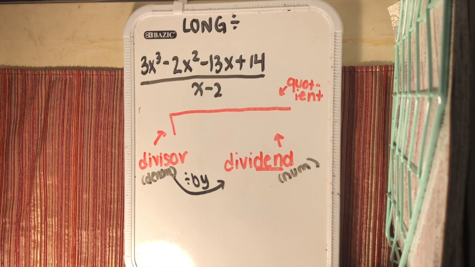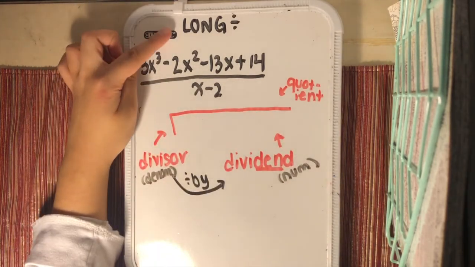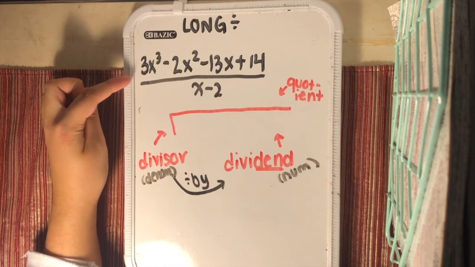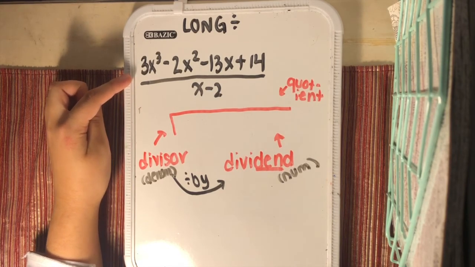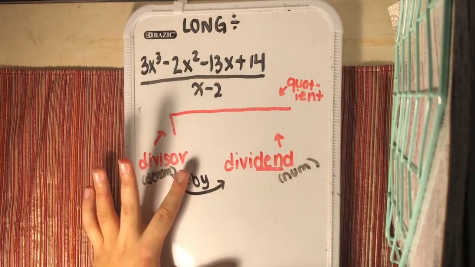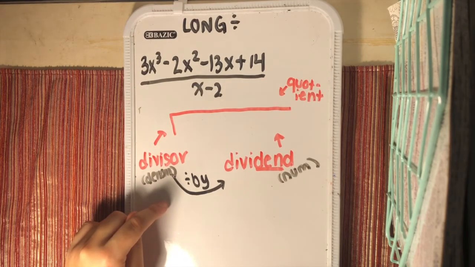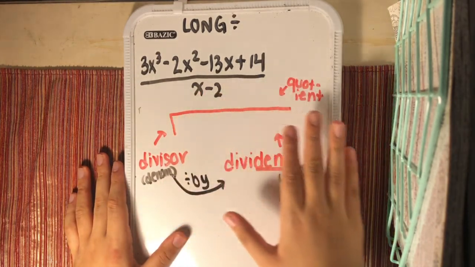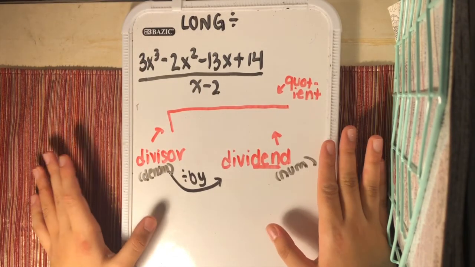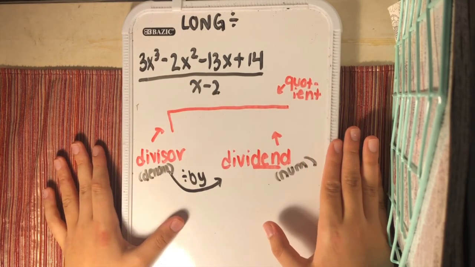So when we have to divide polynomials, we're going to be using two methods. And the first method is called long division. So let's say we have this problem right here. We have 3x cubed minus 2x squared minus 13x plus 14 over x minus 2. It's the same way that we used to solve problems in elementary school or middle school using long division of just integers.